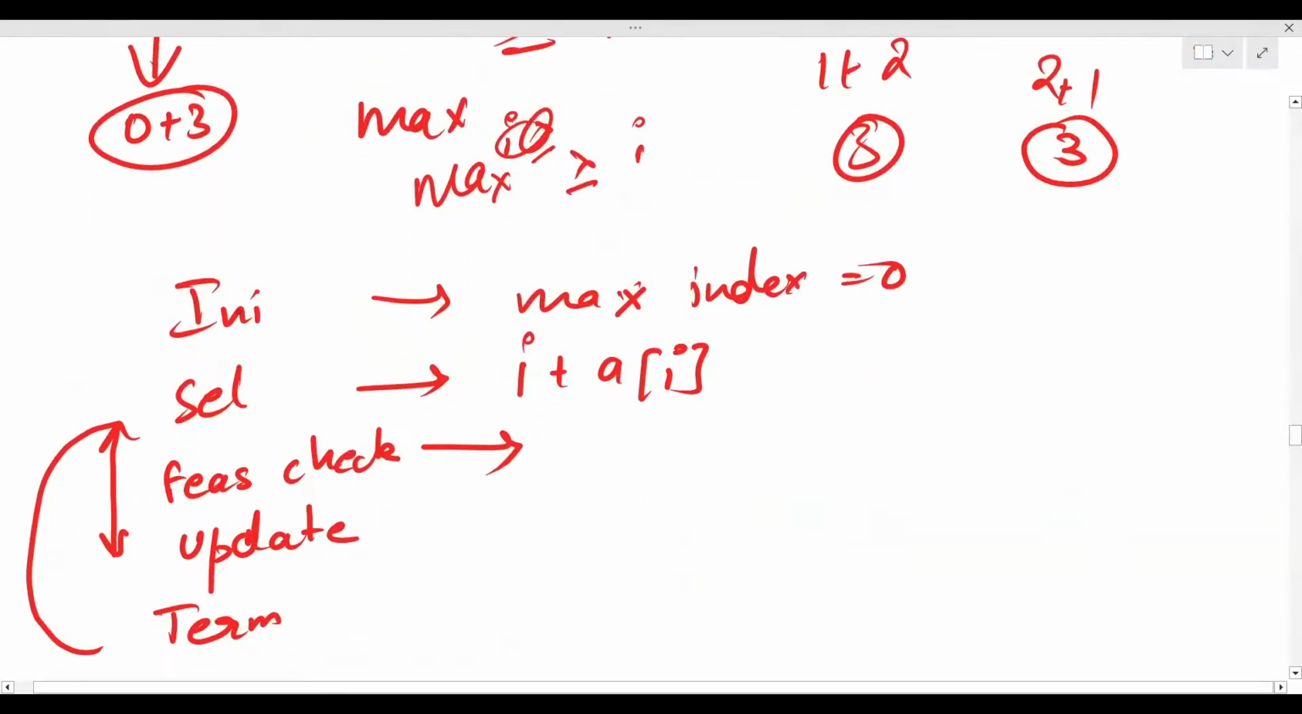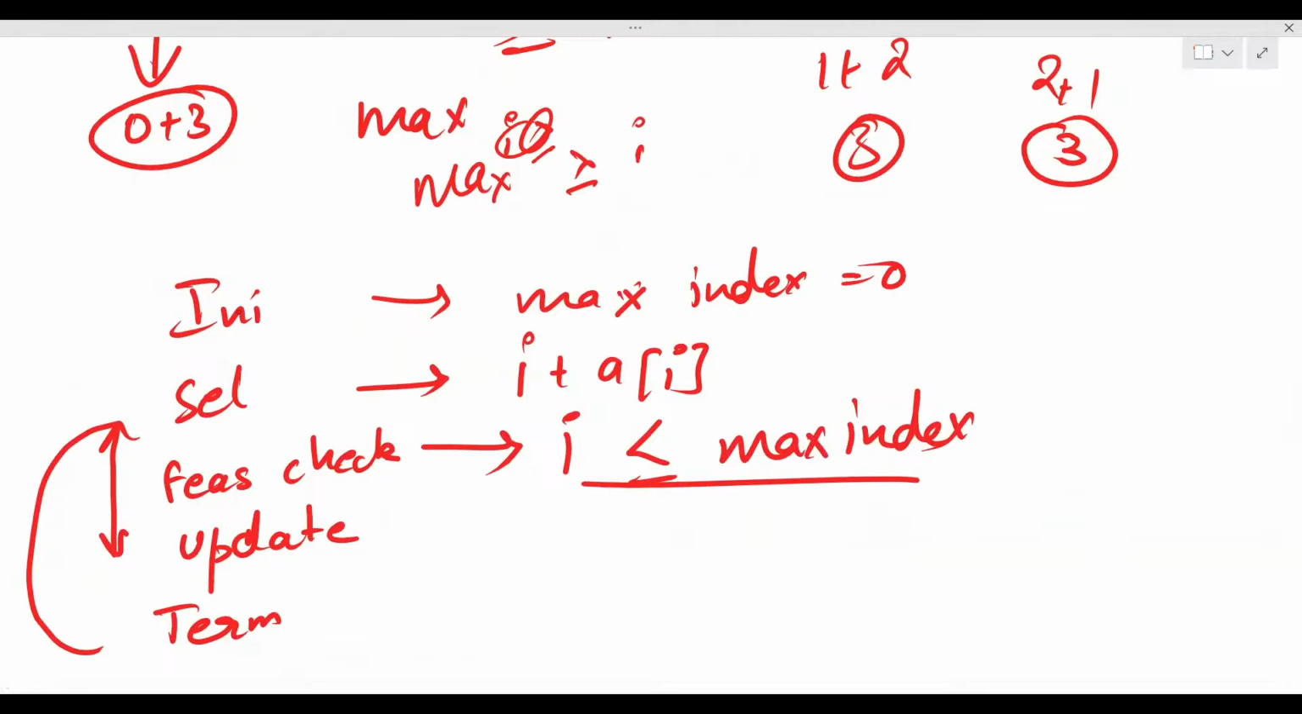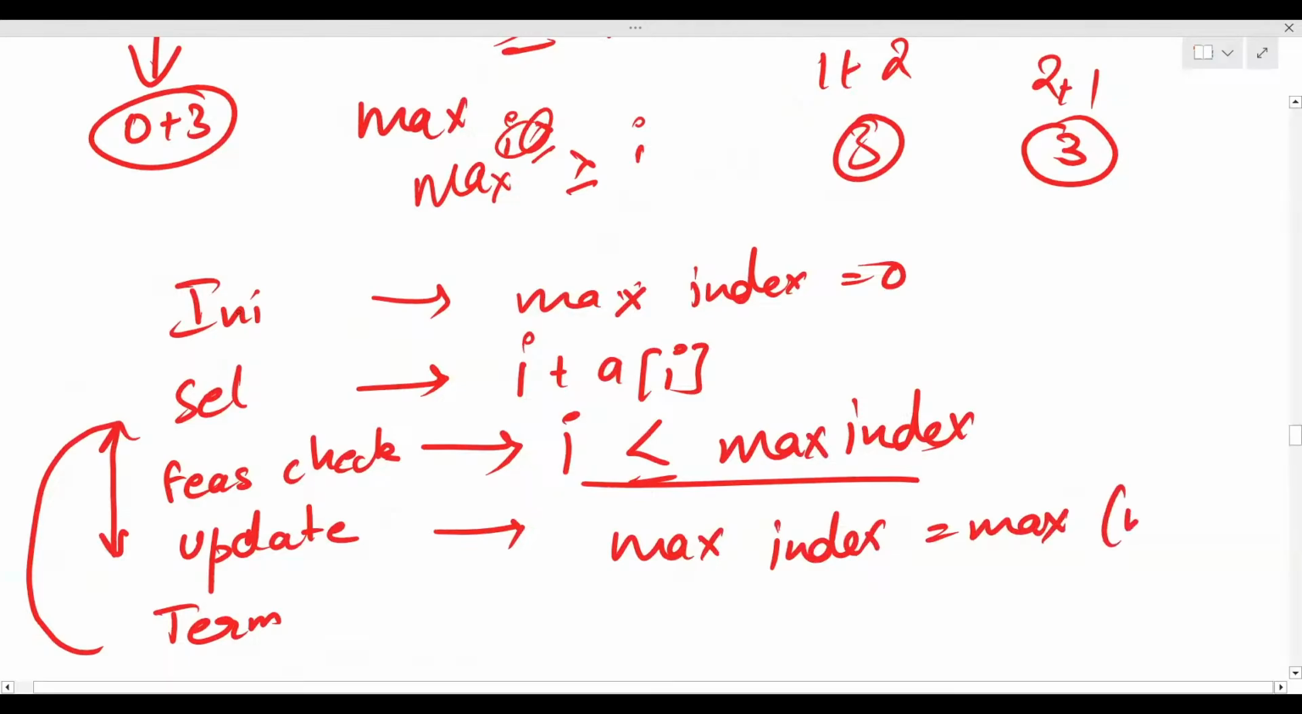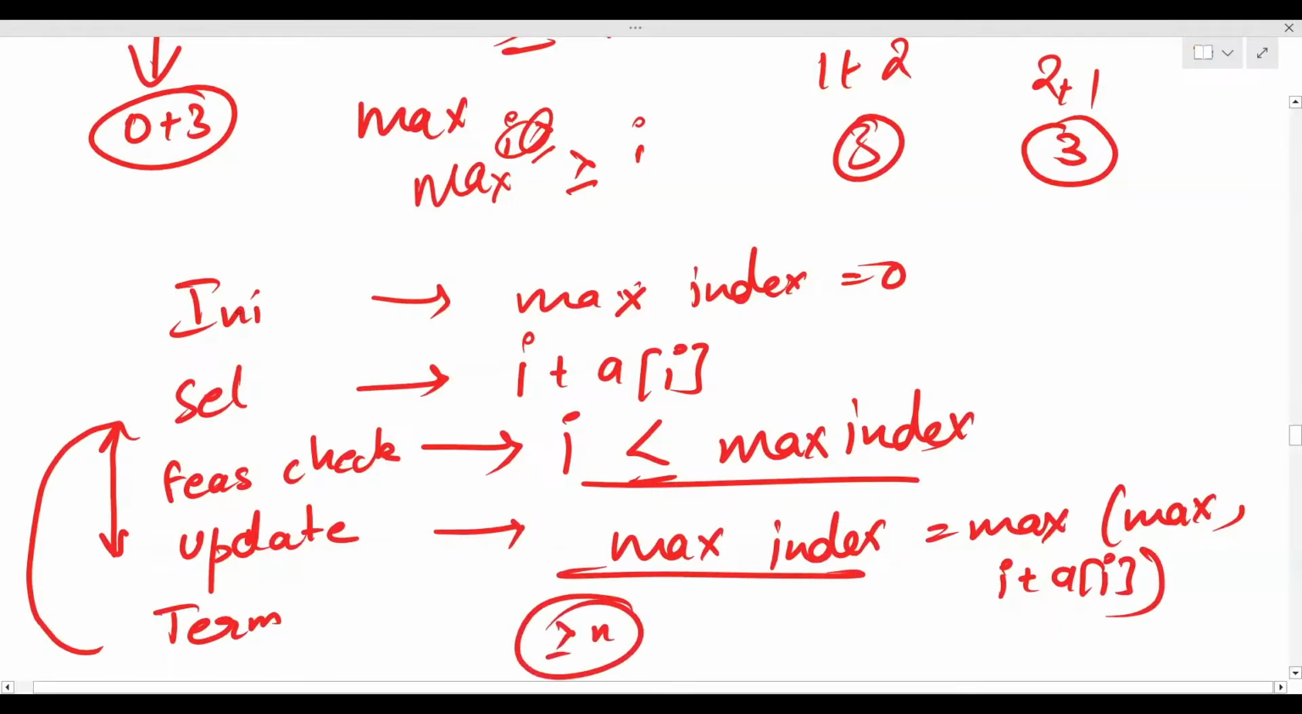Basically, the feasibility check is happening here: if I is less than or equal to the maximum index, then only you can include this, right? And then the update part is: maximum index that can be reached is the maximum of maximum index, comma, I plus AI. And then you keep repeating these. If the maximum index finally is more than or equal to n, you have got your answer, otherwise no. Is it clear? Yes, absolutely clear.